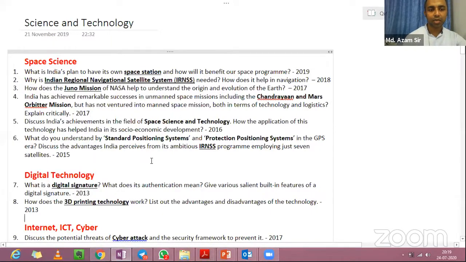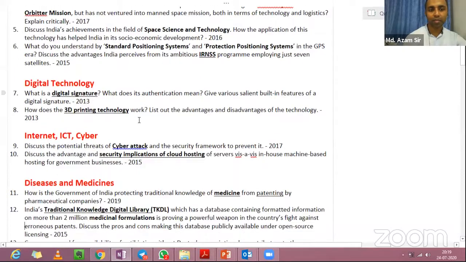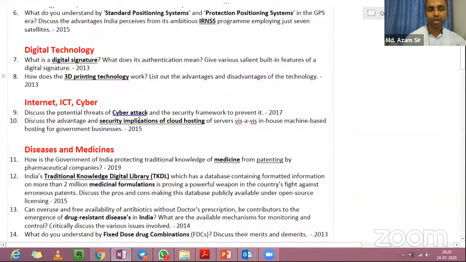Then digital technology, two questions have come in the mains. Same is the case with the internet, information communication technology, and cyber technology.